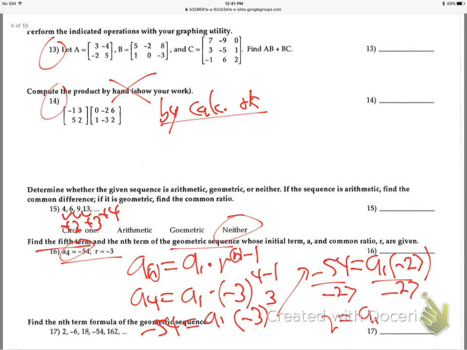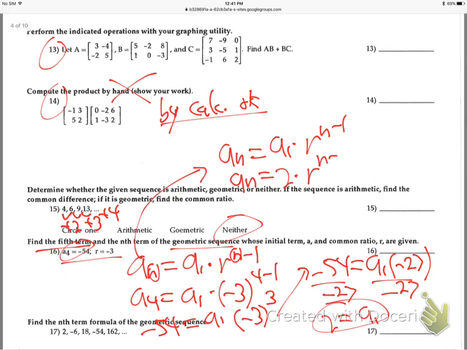So a1's 2. So now I can say, okay, the general formula an is a1 r to the n minus 1. Now I know a1 is 2: 2 r to the n minus 1. That's the general nth formula. Oh, what was r? r was negative 3. We'll put that in there. So there's the nth formula, and you could find the fifth easy. Just plug in a 5 now, right? You could find the fifth.